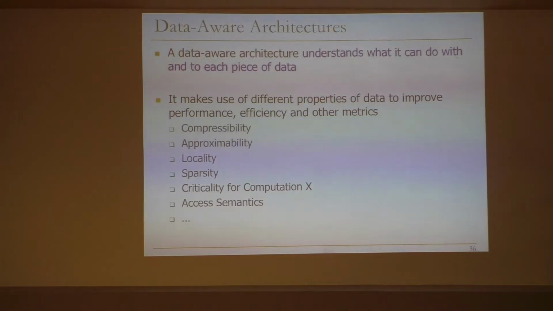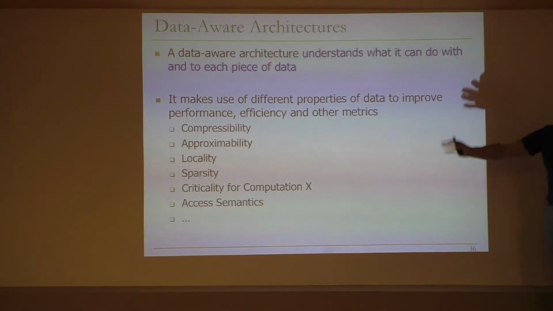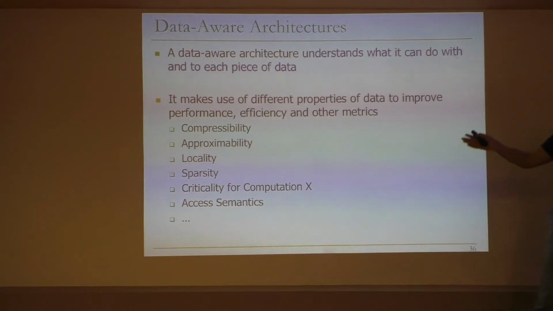Now, what are the properties of data? There's a lot of properties. These are some. Maybe you can come up with others, right? Compressibility, approximability, locality, sparsity, how critical it is for computation X, Y, Z, access semantics. There's security-related properties. There's privacy-related properties. I'm not even talking about those, right? There's so many properties of data. But today we don't communicate. We may know some of these properties at the higher level, and we can discover some of them if we want to. But certainly we don't communicate any of them to the hardware.